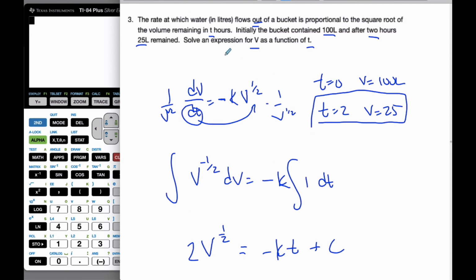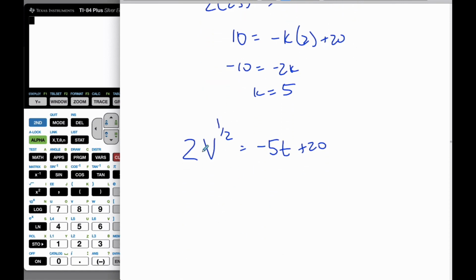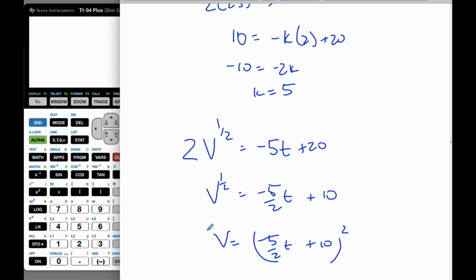And so the question says to solve an expression for v in terms of t. So I need to now solve for v. So I'm going to divide by 2. v to the 1/2 is equal to negative 5 over 2 t plus 10. Each term gets divided by 2. And then I'm going to square it. V is equal to negative 5 halves t plus 10, to the power of 2. And this is my relationship of v, the function of volume, in terms of t, time.